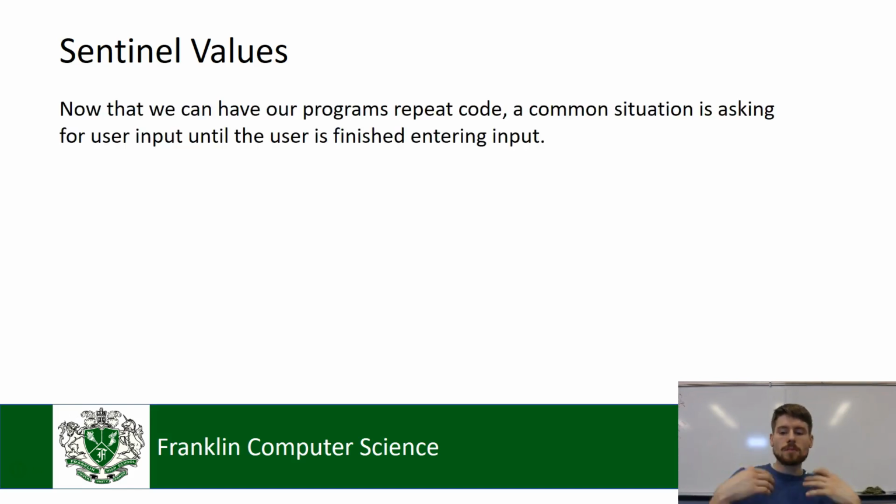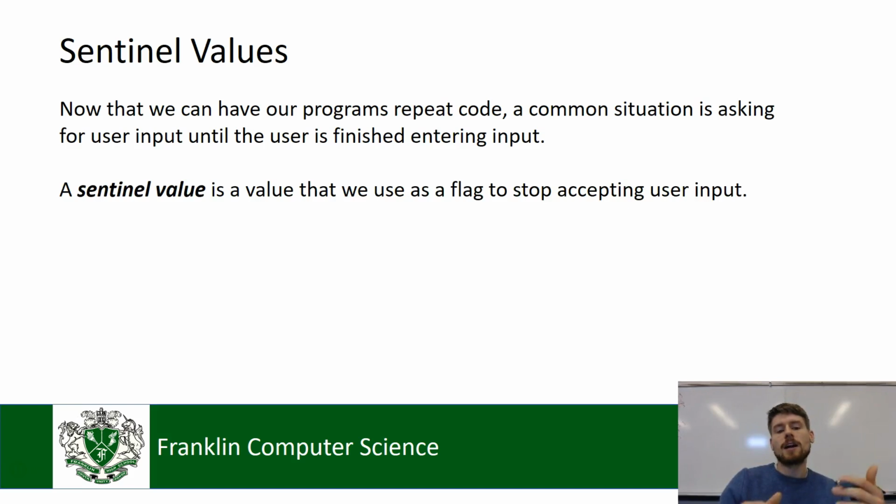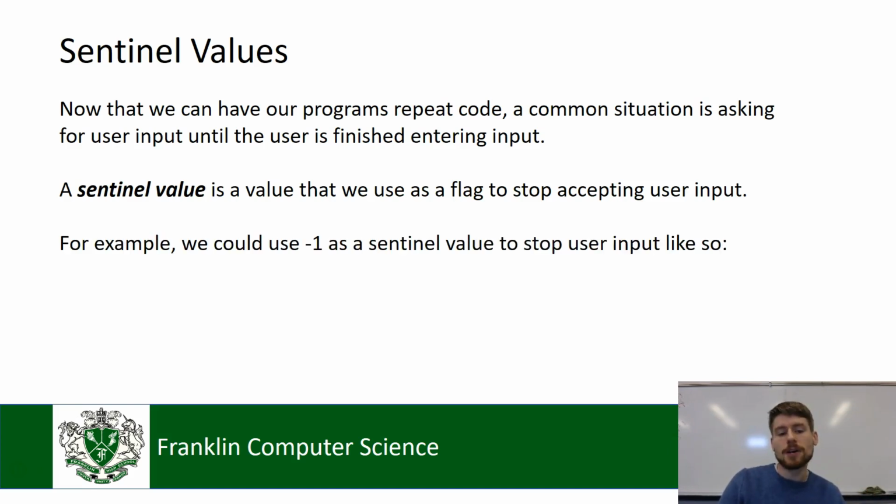When our programs are repeating code, a common situation is that you're going to ask for user input until the user is done. So you allow the program to continue running until the user decides they're done entering numbers in. To stop the loop, we can use what's called a sentinel value. It's just a value for the loop test to say, okay, if I hit this number, I'm going to quit out of the loop. For example, a common sentinel value is -1.